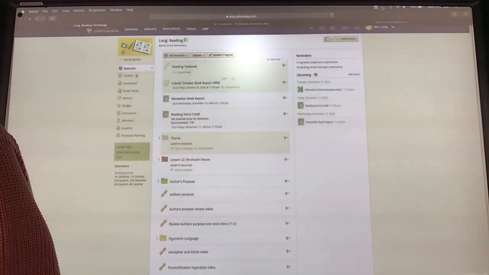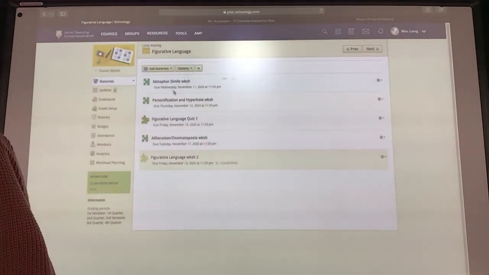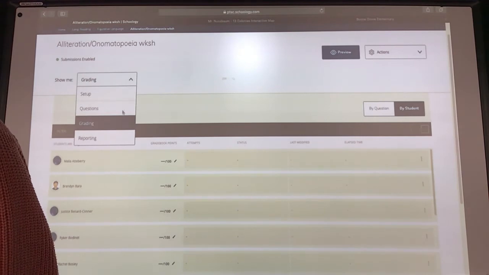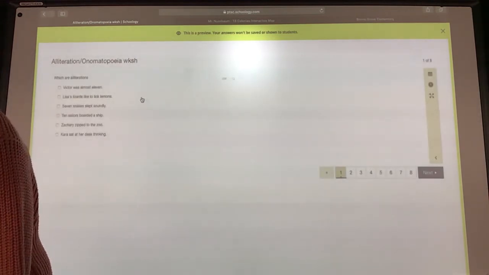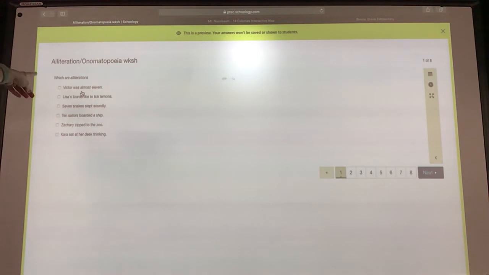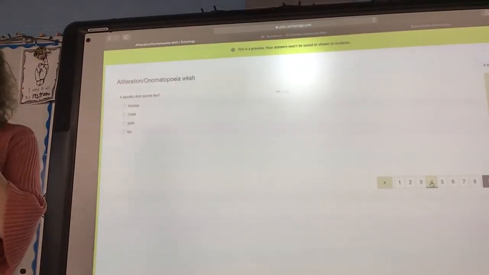So you have, once I get it pulled up here, in reading, gentlemen, down in figurative language, where is it at? There it is, the alliteration, onomatopoeia worksheet. Let's preview it here and see what we got going on. So you are selecting alliterations. Which ones are alliterations? You got 8 questions. Which one's not an onomatopoeia? Okay. So here you're matching the onomatopoeia sound to this type of sound. What would be the correct sound that that would make? What would make the most sense?